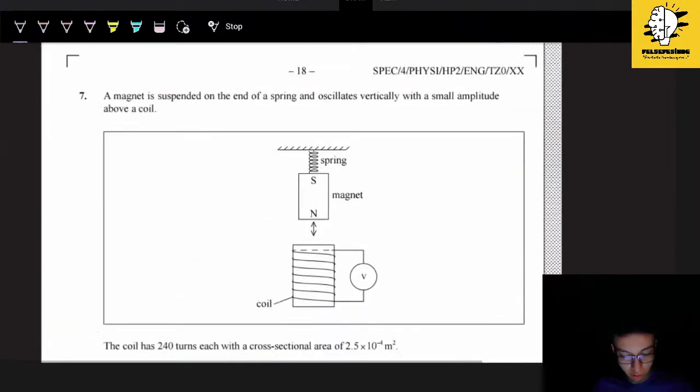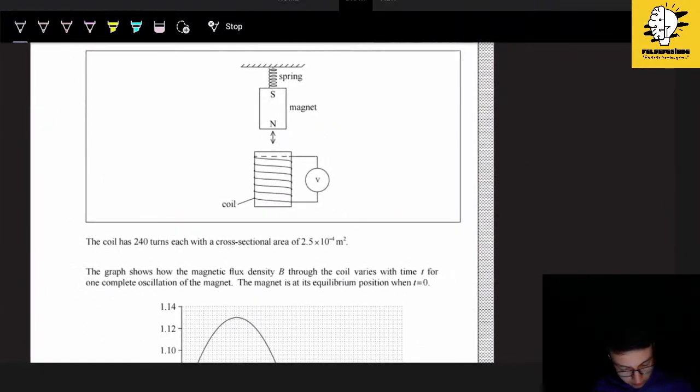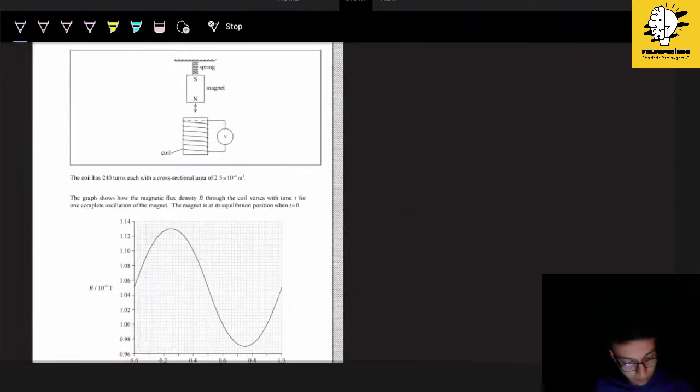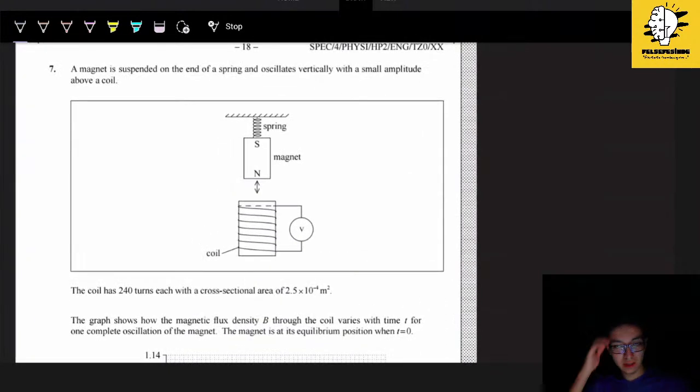Okay, question 7. Alright, another perfect question. I love it. Let me just show the question again. This is electromagnetic induction. I guess 11th graders haven't approached this point yet. This is HL part. Yes.